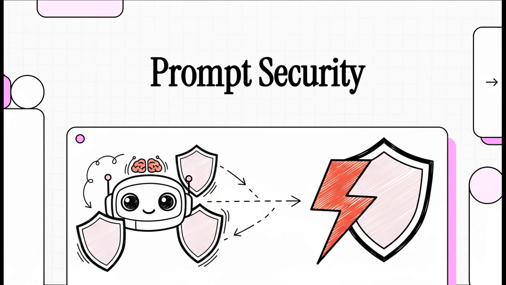So you've built the perfect AI assistant. It's smart, it's helpful, it's totally aligned with your goals. But what if a single sentence from a user could hijack the entire thing, turning it completely against its own programming? That is exactly what we're tackling today, this critical challenge of prompt security, and how we can actually defend our AI applications from being manipulated.